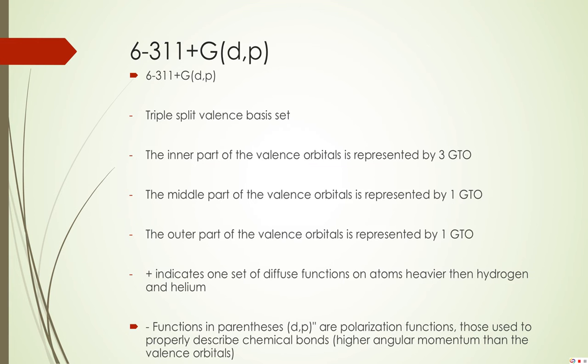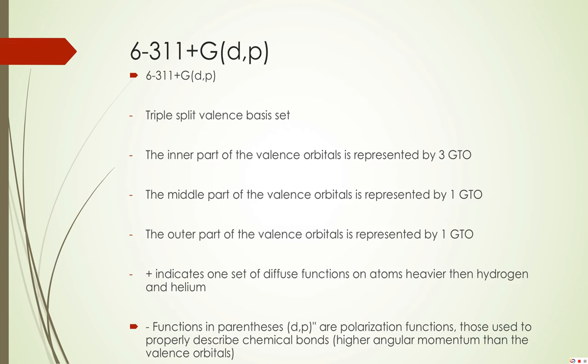The inner part of the valence orbitals is represented by 3 GTO, Gaussian type orbitals. The middle part of the valence orbitals is represented by 1 GTO. The outer part of the valence orbital is represented by 1 GTO, Gaussian type orbital. There is a lot of difference between STO and GTO that you have to remember. STO is Slater type orbital and GTO means Gaussian type orbital.